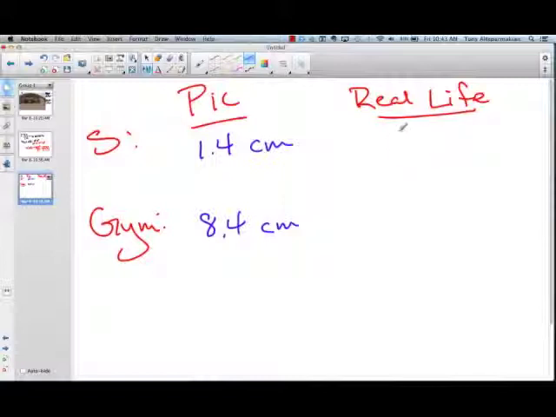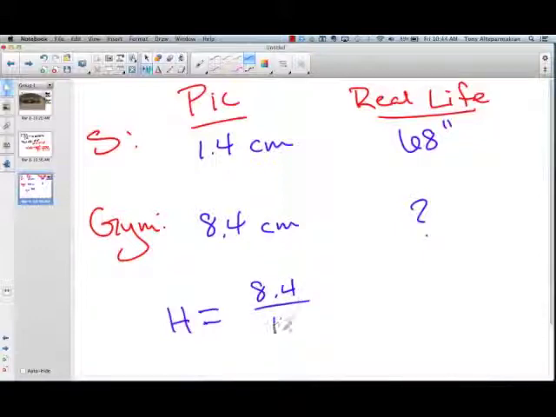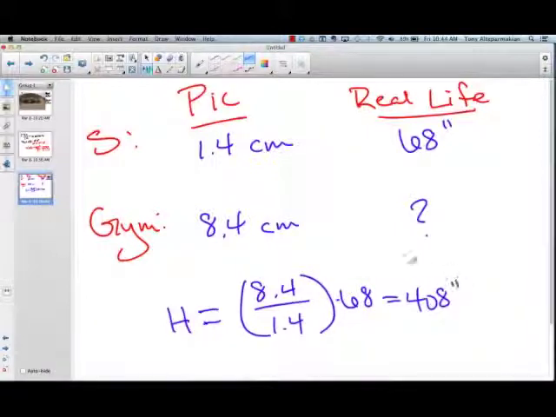In real life, the student is 68 inches tall. So then the question is with the gym. We'll just call it H for height. The height of the gym was given to us by taking 8.4 divided by 1.4, and then we multiplied that by 68. And that gave us our answer of 408 inches. It was 408, right? Yeah, okay.